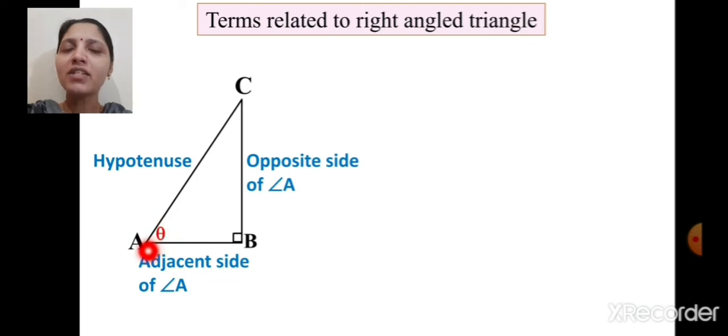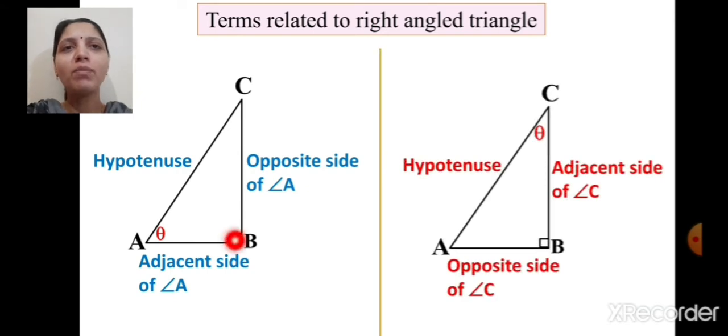then what will be the adjacent side of angle A? Yes, it will be side AB. And what will be the opposite side of angle A? That will be side BC. And side AC is the hypotenuse. Similarly, if I consider angle C as theta, then the adjacent side of angle C is side BC and the opposite side will be side AB. And again AC is the hypotenuse, because we know that hypotenuse is the opposite side of the right angle.